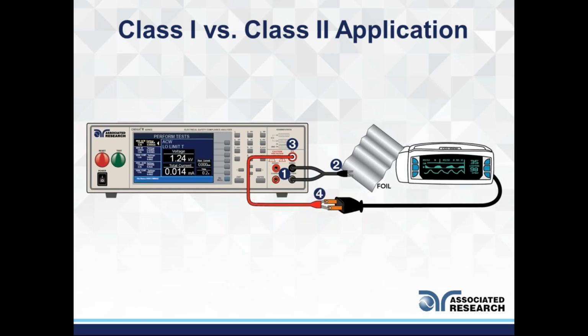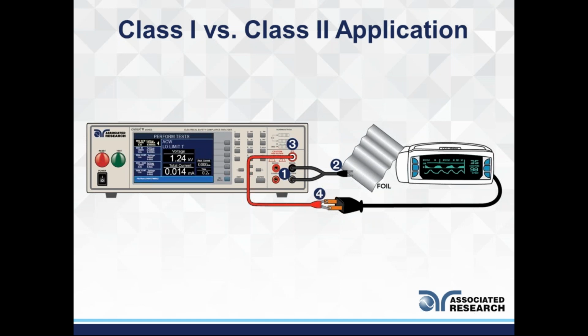Now, same product, if we were to assume that this is a class 2 product, well, since it doesn't have a grounding connection or a conductive chassis point where we can measure our leakage current, sometimes the standards will call out for creating a conductive contact by wrapping a piece of aluminum foil around the plastic chassis of a product, because since it's a class 2 product, it doesn't have a grounding point.